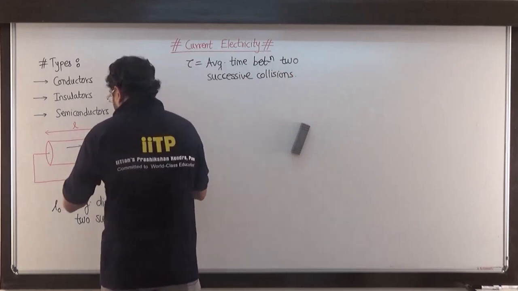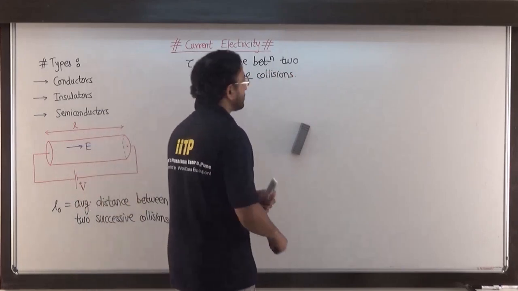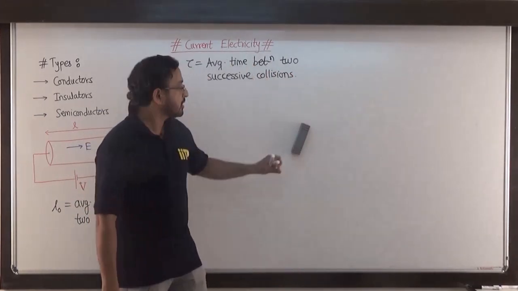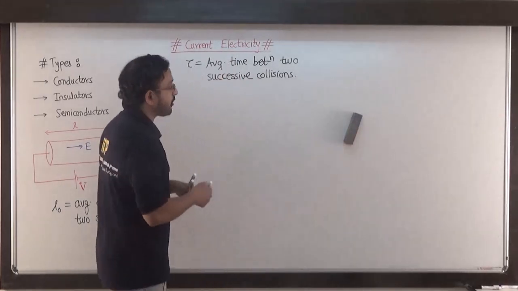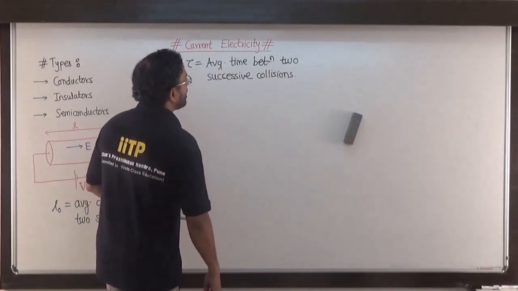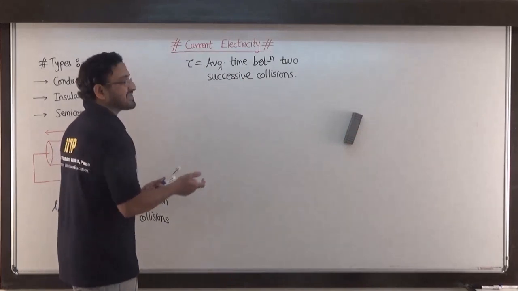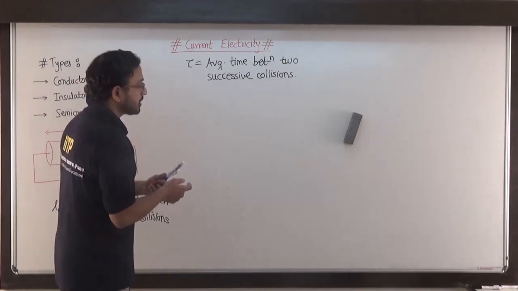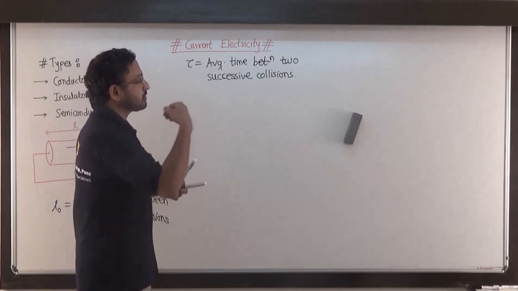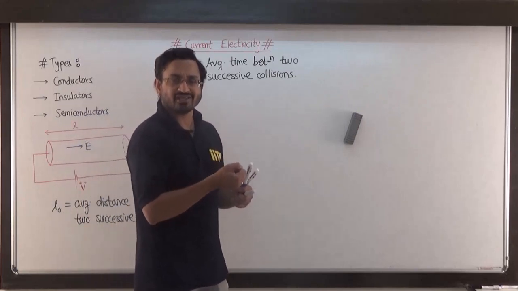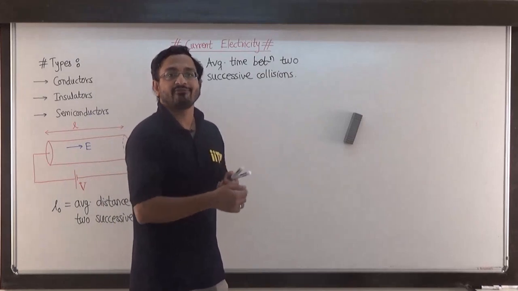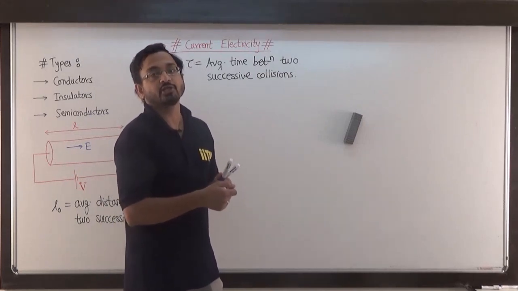So we now realize L0 is the average distance between two successive collisions, whereas tau is the average time between them, for that motion L0. Then by using kinematical equations we can write S = ut + half at square. We saw that the electron collides with an atom, but it almost comes to rest. That means the motion, you can effectively say, starts with zero initial velocity.